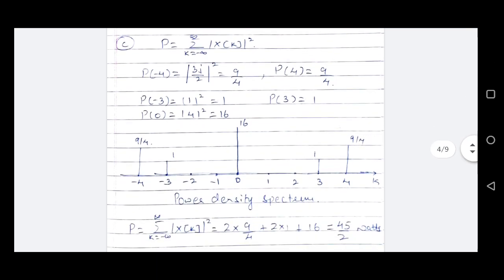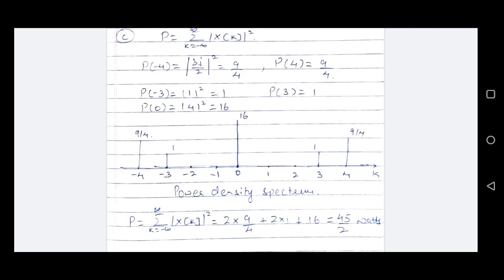And if you want to calculate the average power, then we'll add all of those terms, represented by the summation P equals summation k from minus infinity to plus infinity of modulus square of x of k. You just keep on substituting the k value to get the Fourier series coefficients, modulus square them and add them. So we'll have 2 times 9 by 4 plus 2 times 1 plus 16. So the average power for the composite signal given is 45 divided by 2 watts.